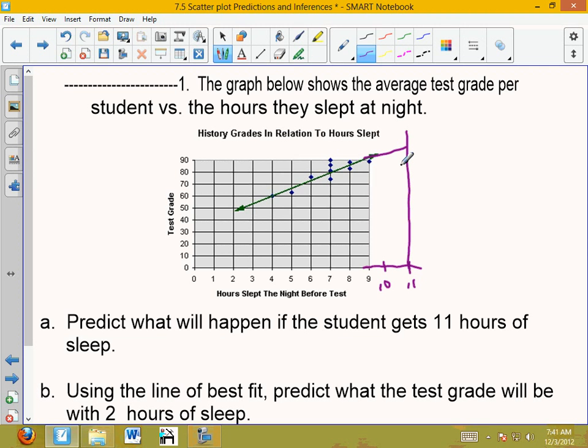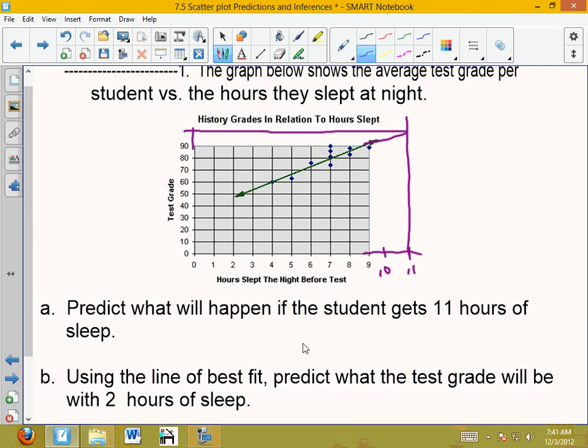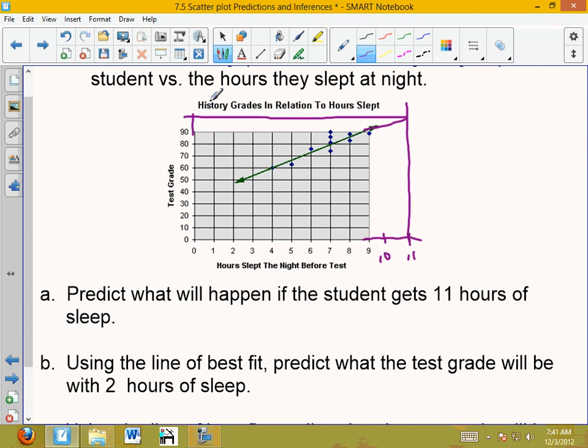Sorry, I ran out of battery. From the line of best fit, you need to go over, make it as straight as possible, to where it would be on the y-axis. This is your x-axis, this is your y-axis. Well, it's probably going to be somewhere around 100 on your y-axis.